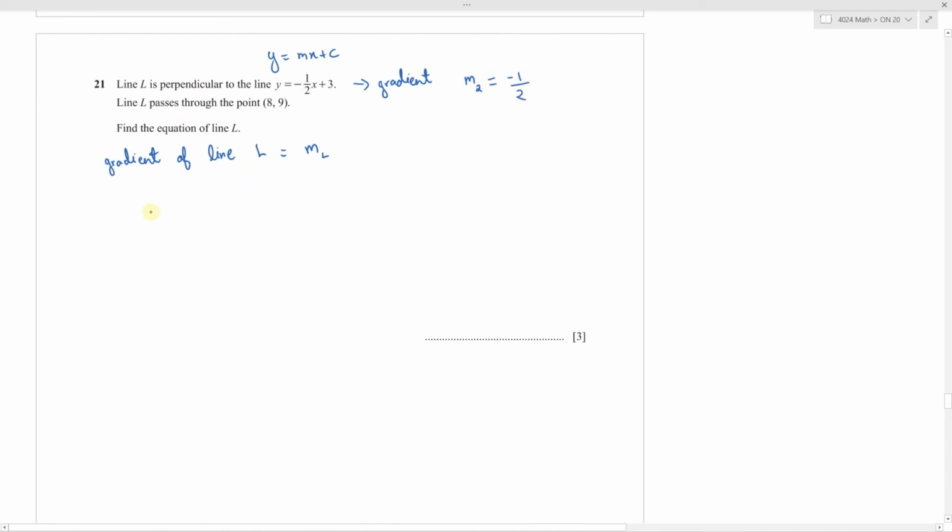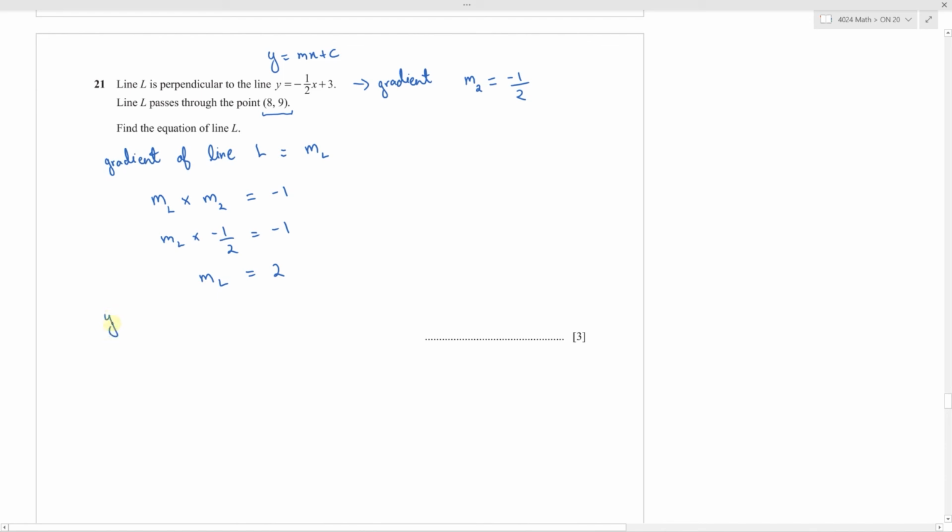Now, since we know that these two lines are perpendicular, if I multiply ML, the gradient of line L, by M2, the gradient of this line, the product should equal -1. And we know that M2 is -1/2, so ML multiplied by -1/2 equals -1. If I take this 2 to the other side, the minus and minus will cancel out, and I will get the gradient ML equals 2. So now you know the gradient of line L, and you know that it passes through the point (8, 9).